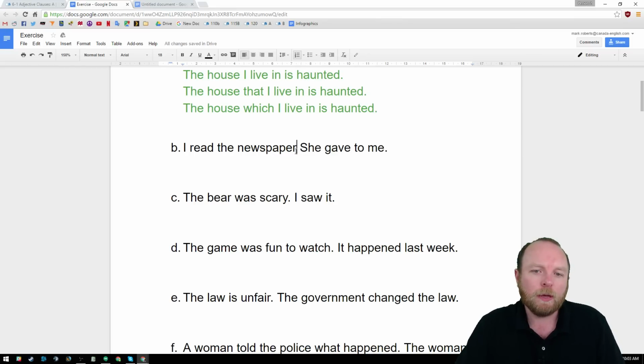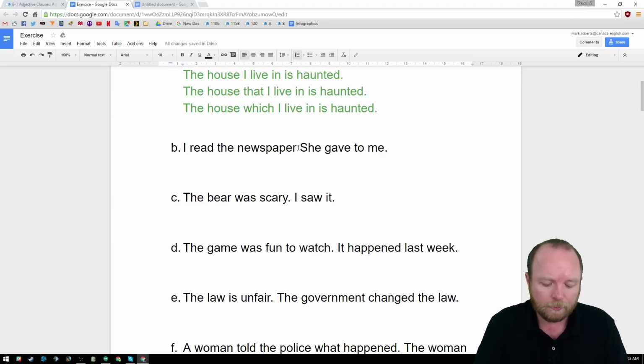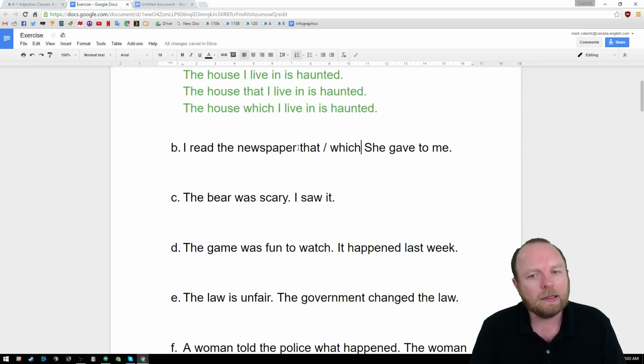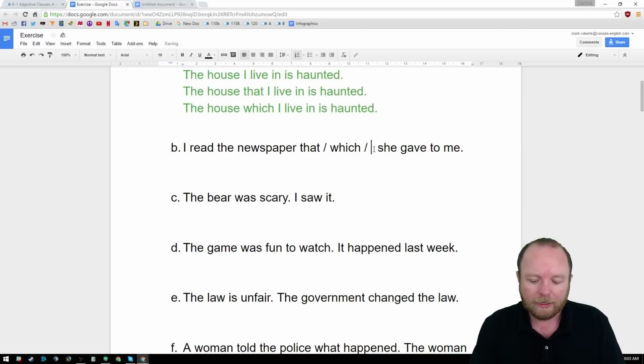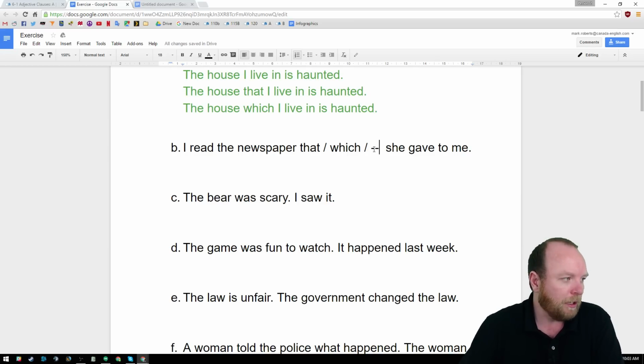I read the newspaper. Now, newspaper is a thing, right? That or which. Now, what about nothing? Can we say nothing here? Well, she gave. Remember Alejandra's rule. If you have a new subject, that means the relative pronoun is the object. So also we can say nothing. I read the newspaper that she gave to me.